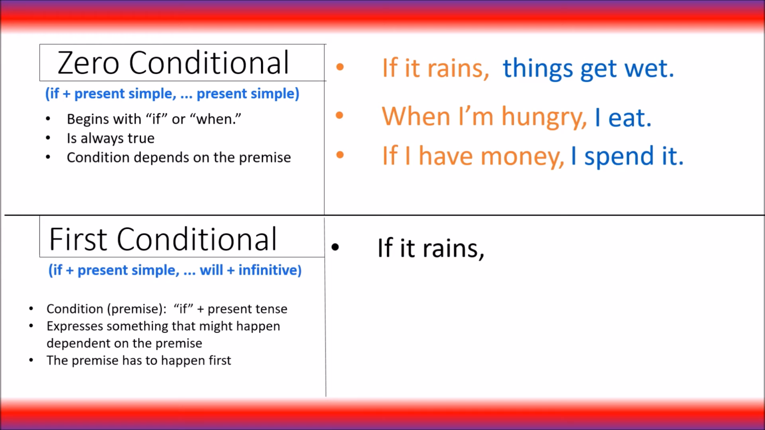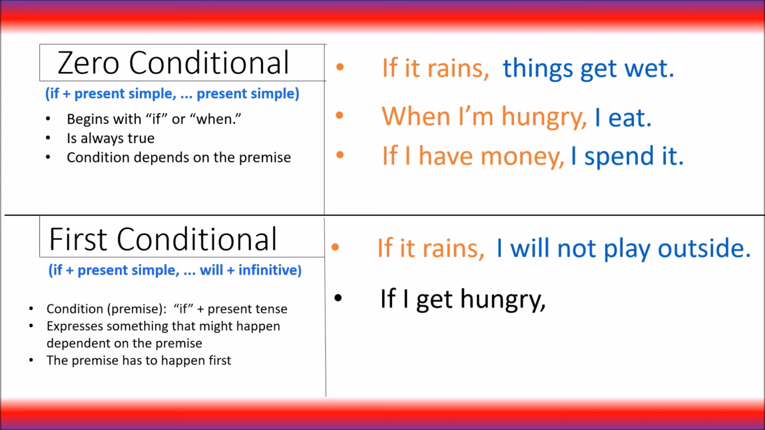So for example, if it rains, I'm going to use the same type of sentences as before, so you can see the different structures. I will not play outside because it's the future, right? So the premise is, if it rains, and what will happen? I will not play outside. It depends on if it rains. If I get hungry, maybe you guessed what the next thing is? I will eat, right? So the premise is what? If I get hungry. And then what happens if I get hungry? I will eat.